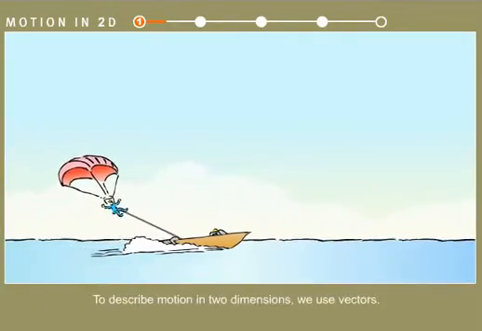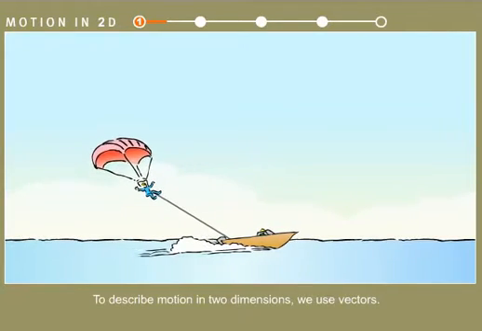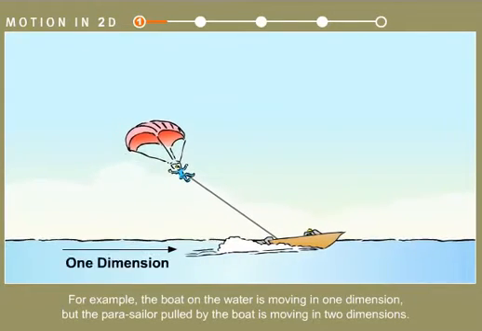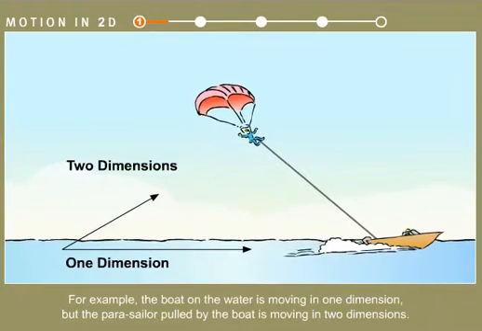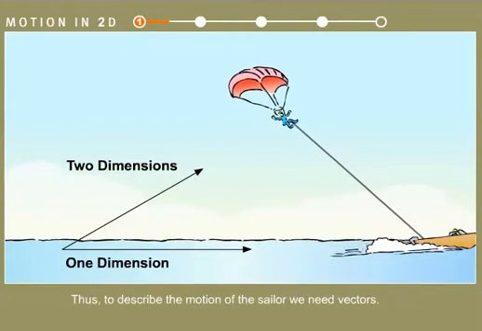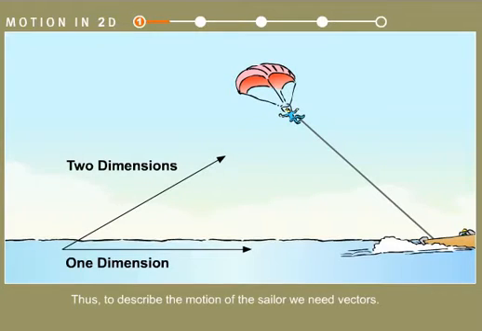To describe motion in two dimensions, we use vectors. For example, the boat on the water is moving in one dimension, but the parasailer pulled by the boat is moving in two dimensions. Thus, to describe the motion of the sailor, we need vectors.